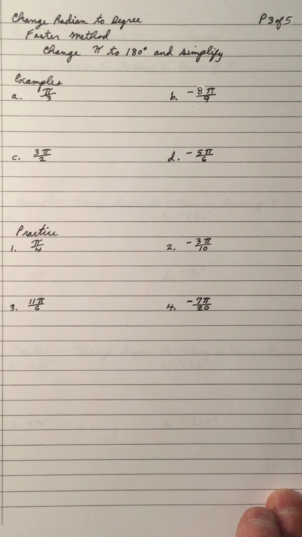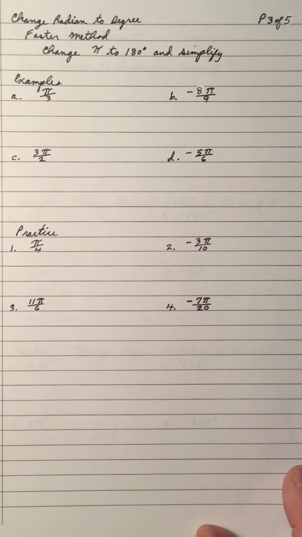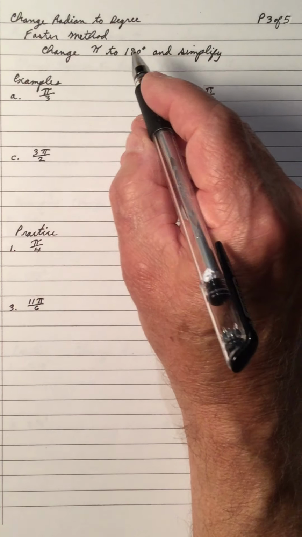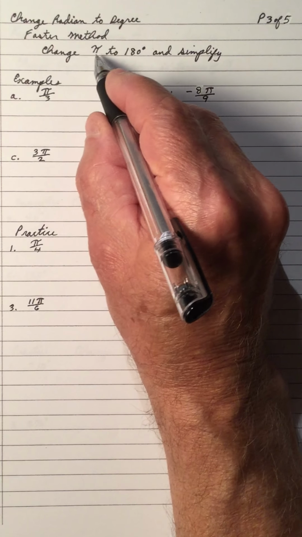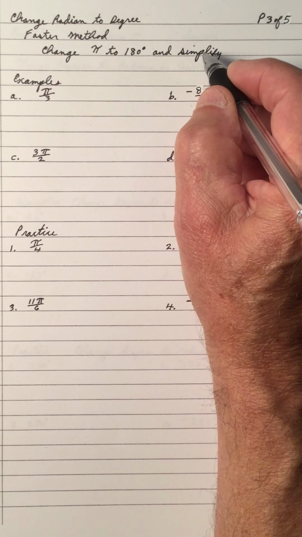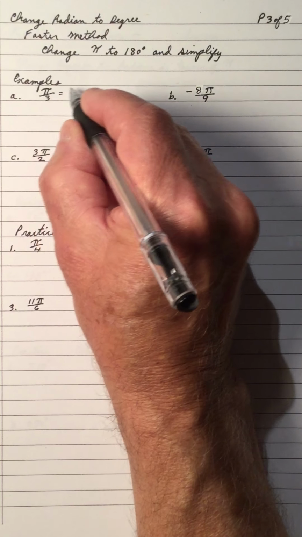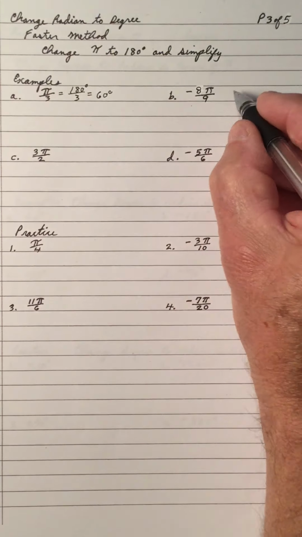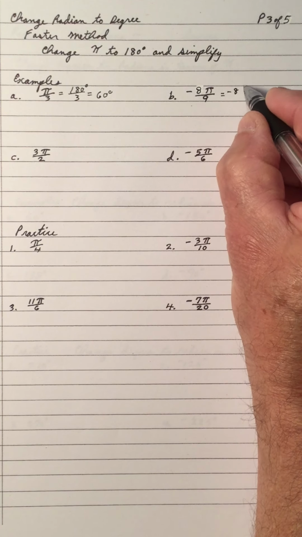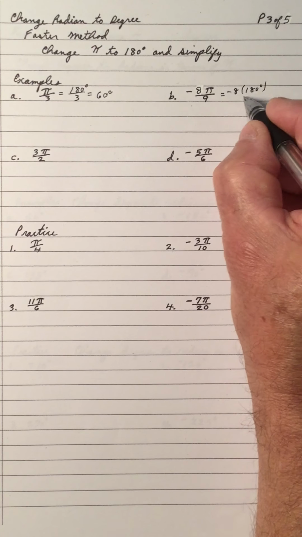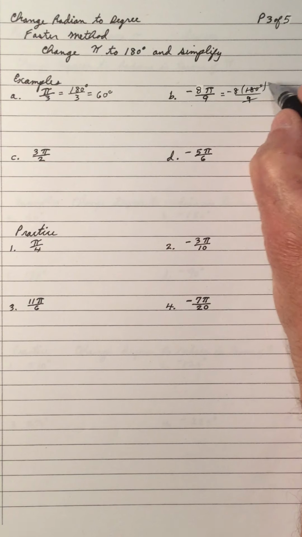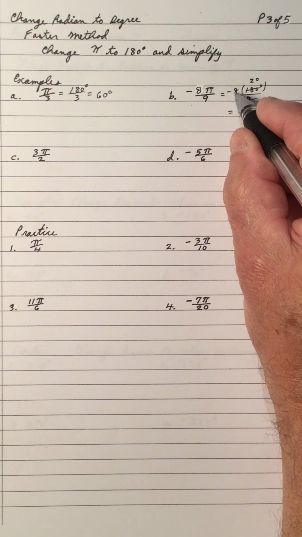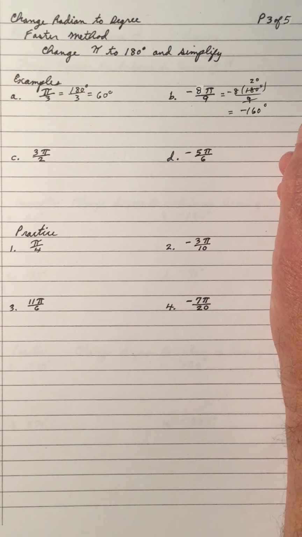Now let's change a radian to degree by a little faster method. The faster method that you could use, besides multiplying by 180 over pi, is change pi to 180 and simplify. So remember, pi is equivalent to 180. So 180 divided by 3 is 60. Pi is 180, so we put 180 in and divide. So 9 into 180 is 20, and negative 8 times 20 is negative 160.